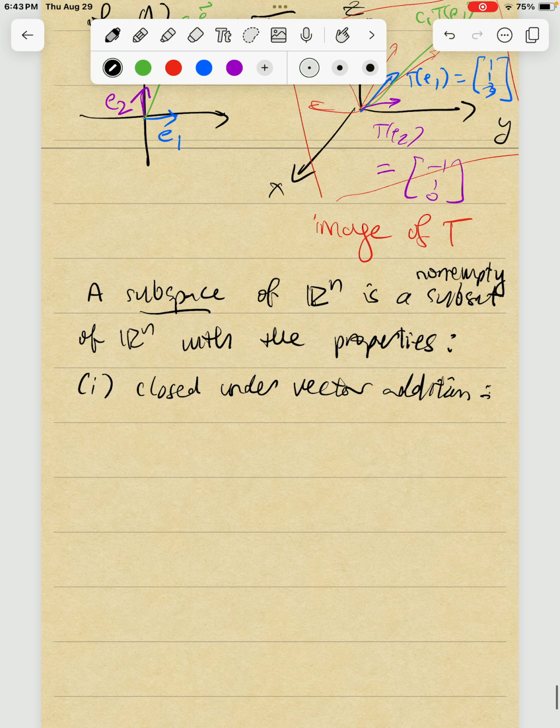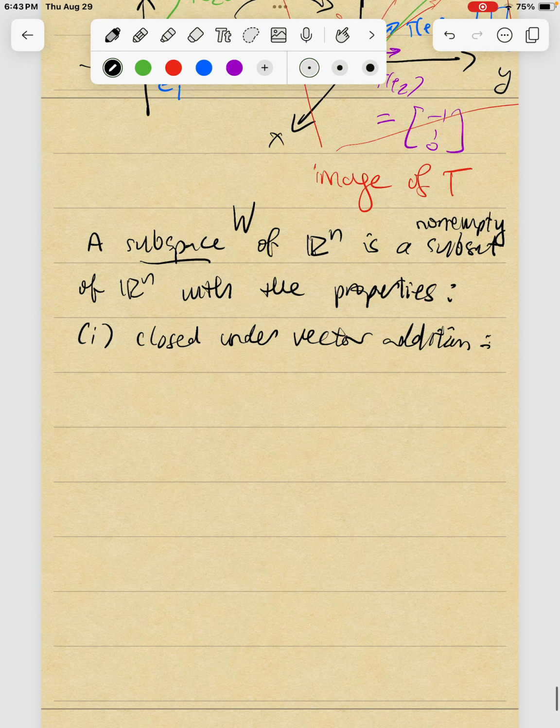So let's call this subspace W. Closure under vector addition means whenever you have two vectors, V1 and V2, that are in W, when you add them, the sum has to also be in W. Whenever V1 and V2 are in W, the sum is also in W. Okay.